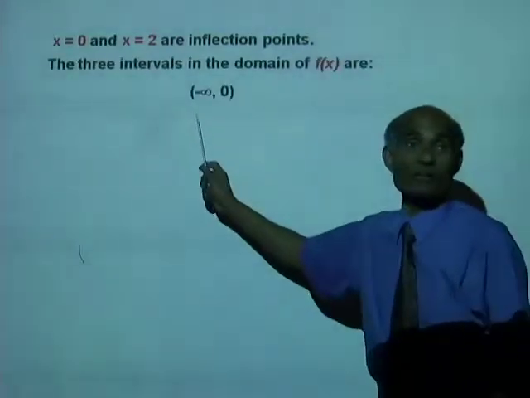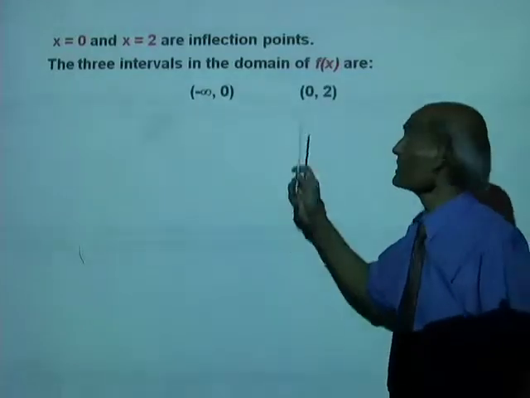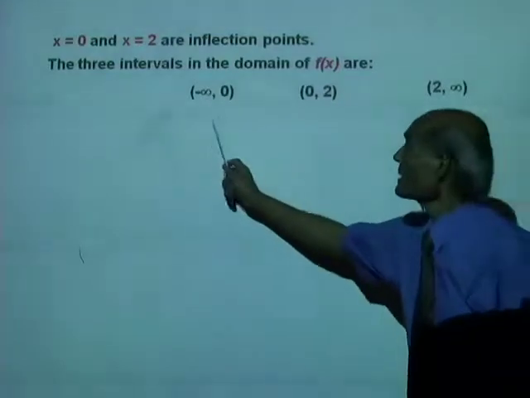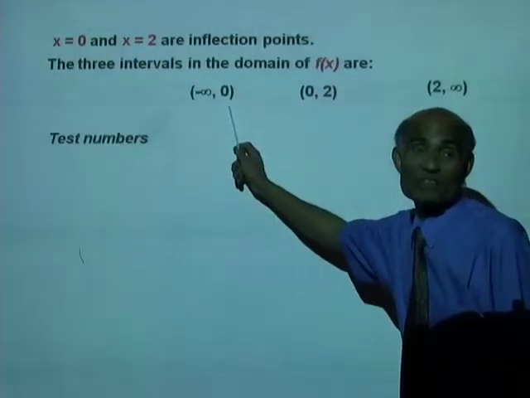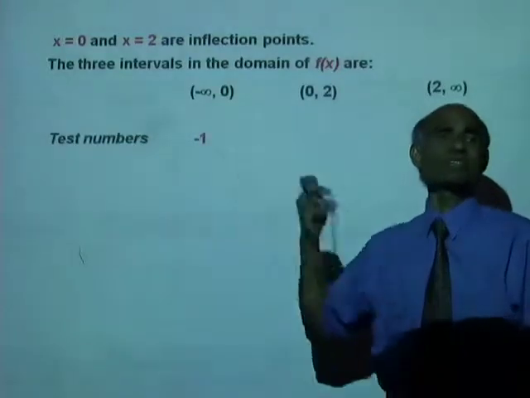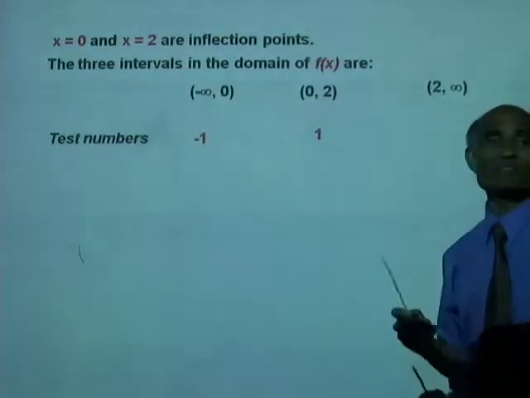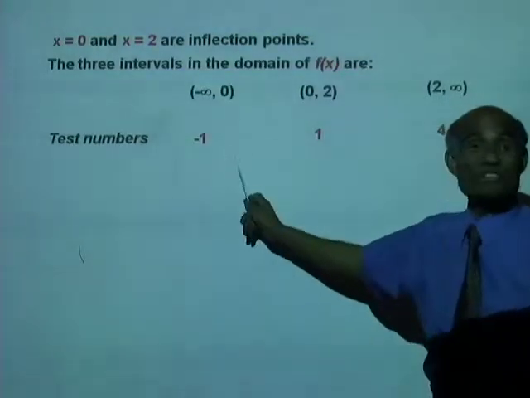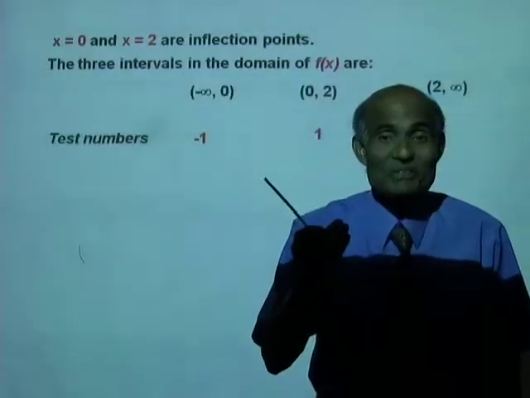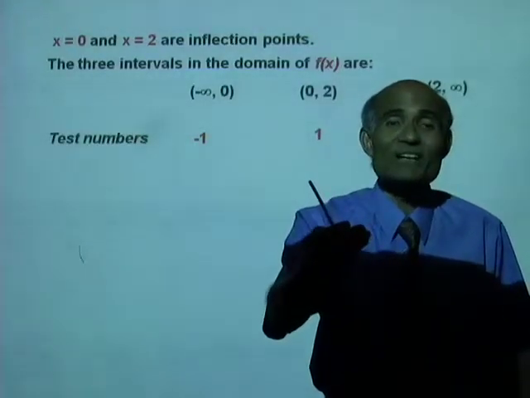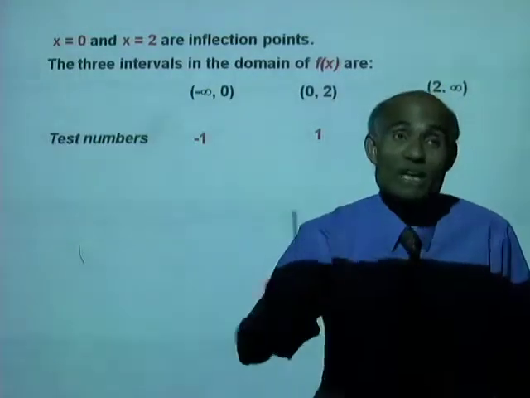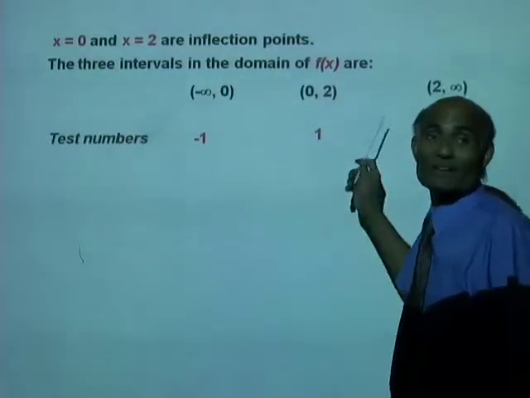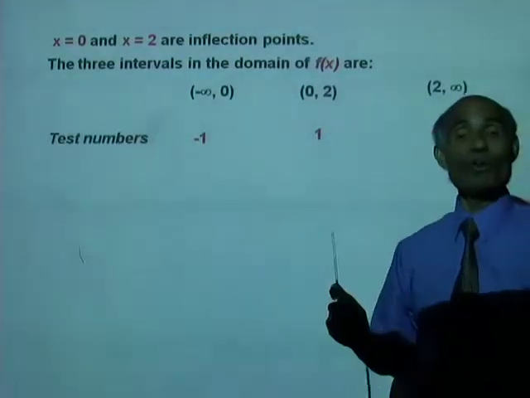These 3 intervals are negative infinity to 0, 0 to 2, and 2 to infinity. Give me test numbers there. Negative infinity to 0, you can take negative 1. 0 to 2, the test number is 1. And 2 to infinity, the test number is 4. And these test numbers are for the second derivative. That means you've got to go to the calculator and find y3: y3 of negative 1, y3 of 1, and y3 of 4.